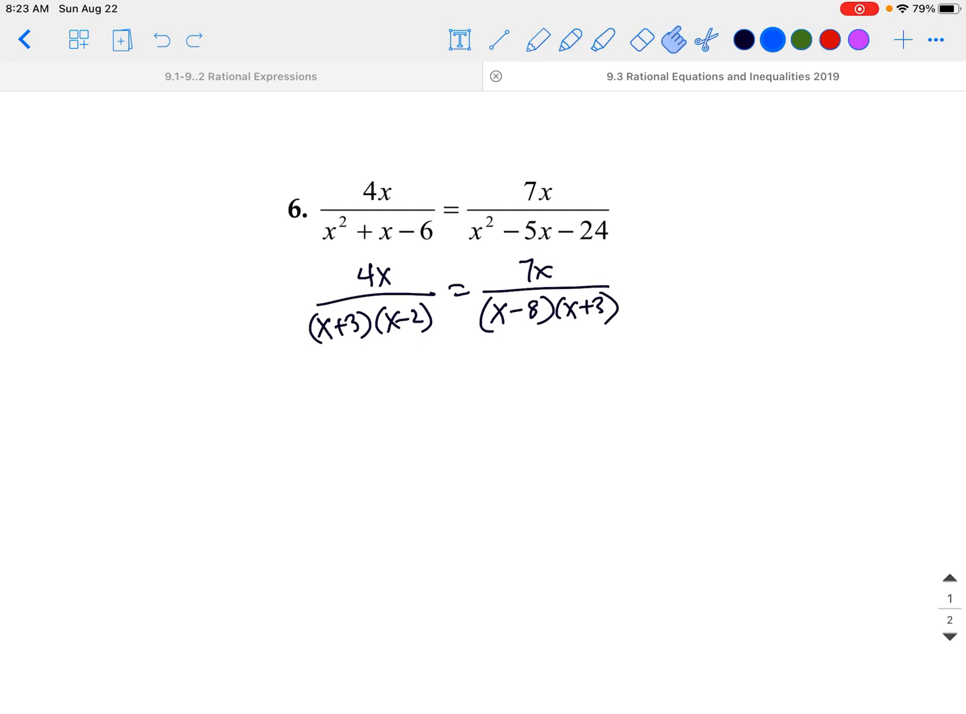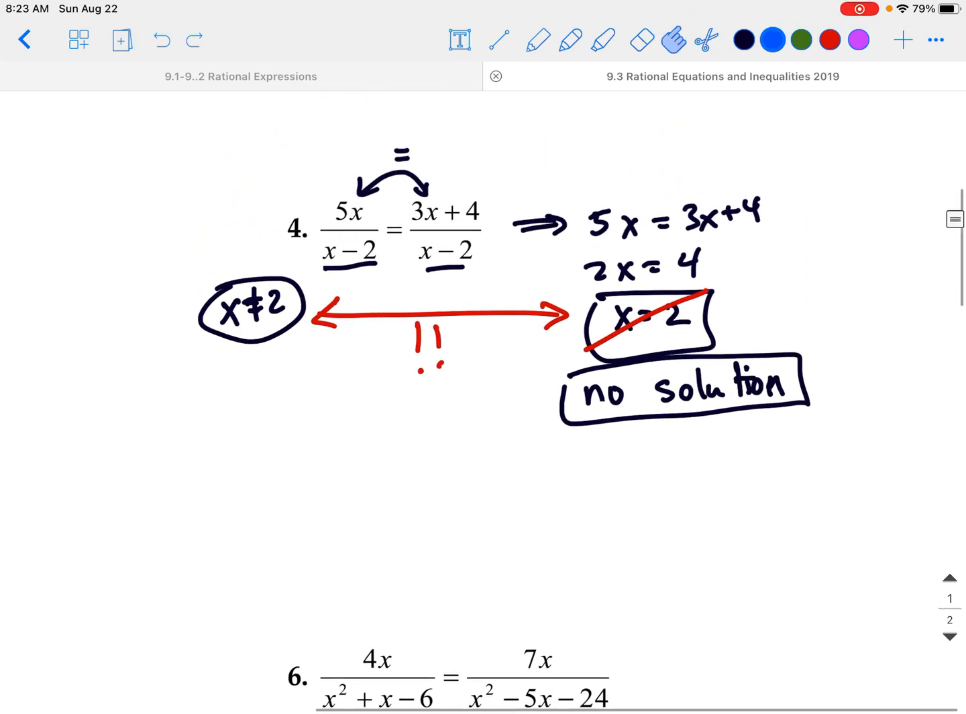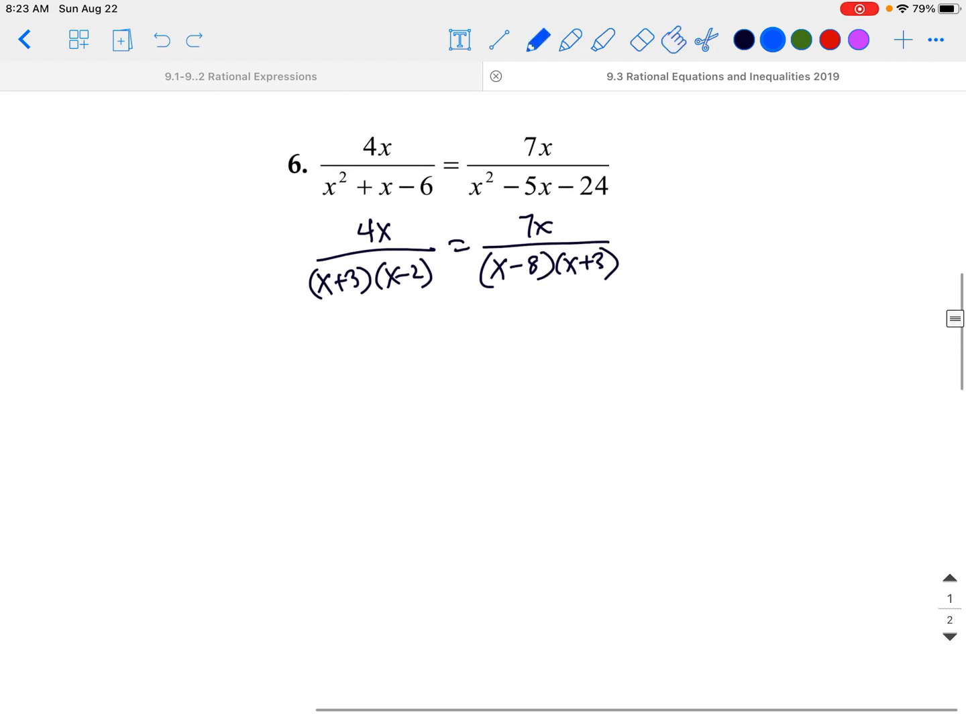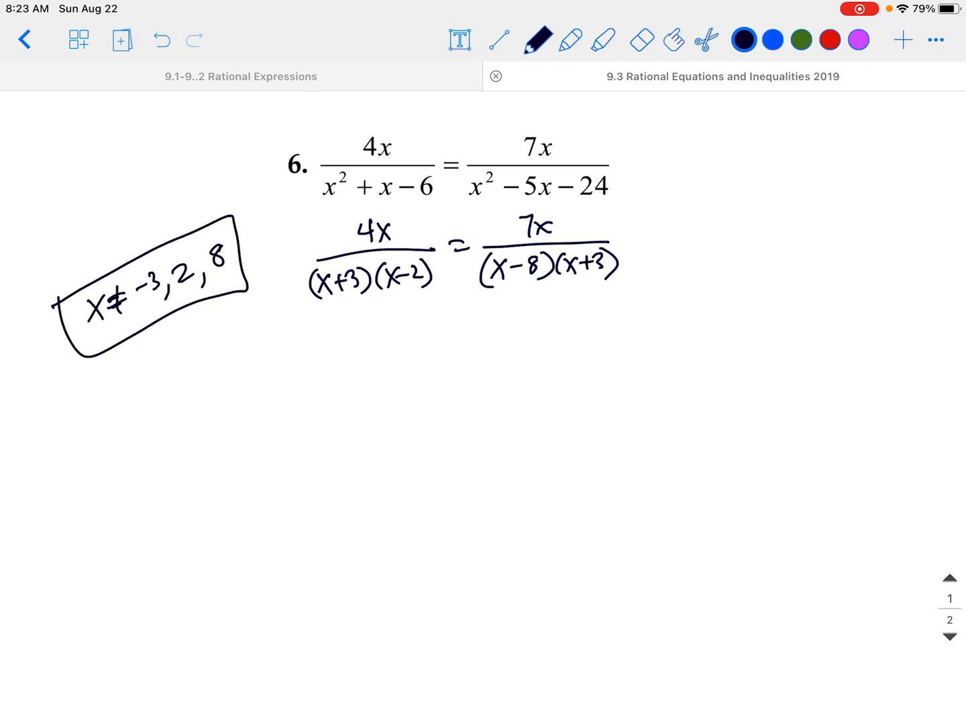But if we find a common denominator, we can do the same thing we did in number 4. Set the numerators equal to each other. We should note our undefined values before starting. So x is not equal to -3, 2, 8, and -3 again. So we've got 3 undefined values. And so let's go ahead and multiply by those missing factors.